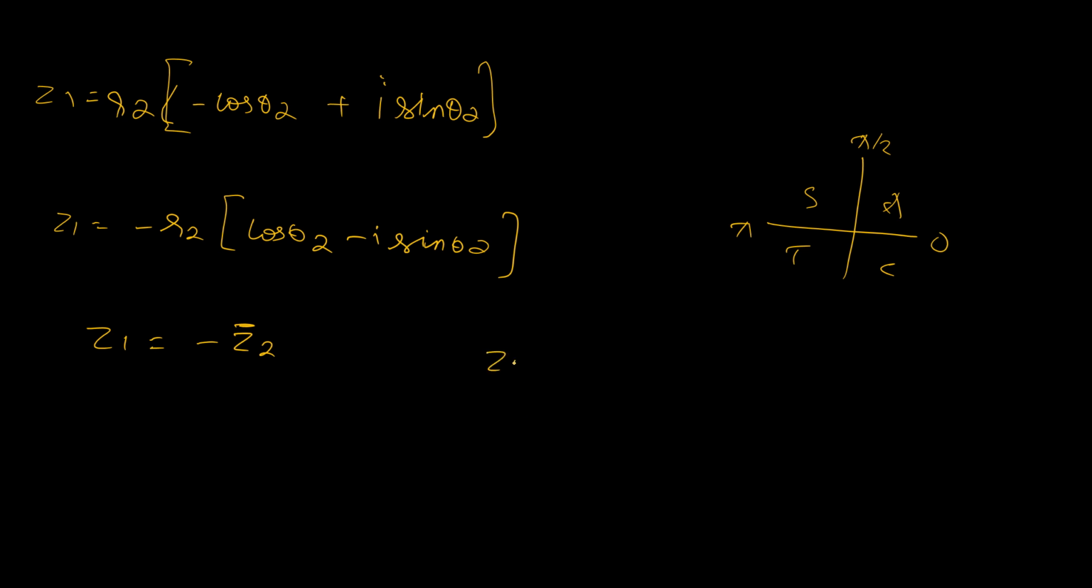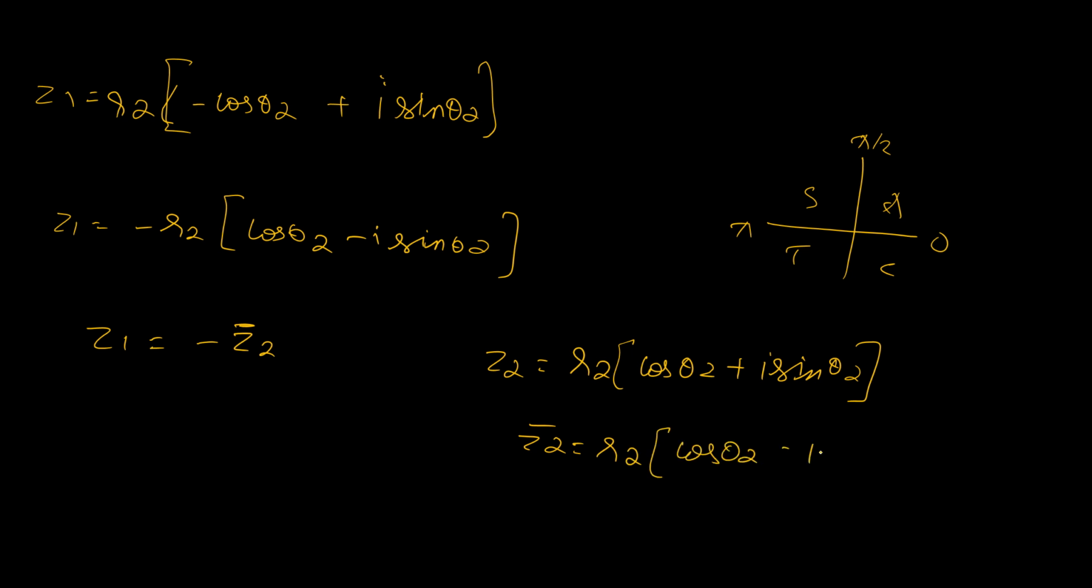Because we know that Z2 is what? R2 into cos theta 2 plus I sine theta 2. What is Z2 bar? Changing the sign of the imaginary term, Z2 bar will eventually be equal to R2 into cos theta 2 minus I sine theta 2. Isn't that what we got? So we got the answer. Simple. So this is the answer. Okay, let's go on to the next question.